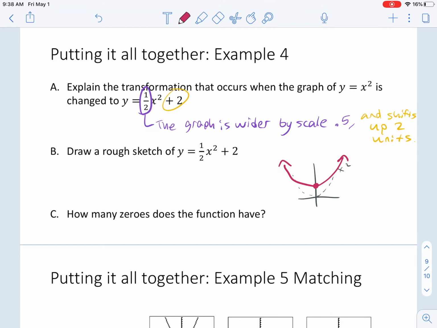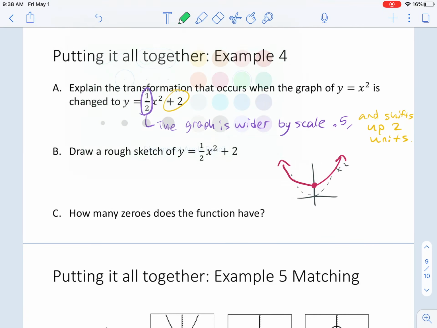How many zeros does this have? Well, it starts above the x-axis, and it keeps going up. So it's never going to hit the x-axis. So I can say no zeros.